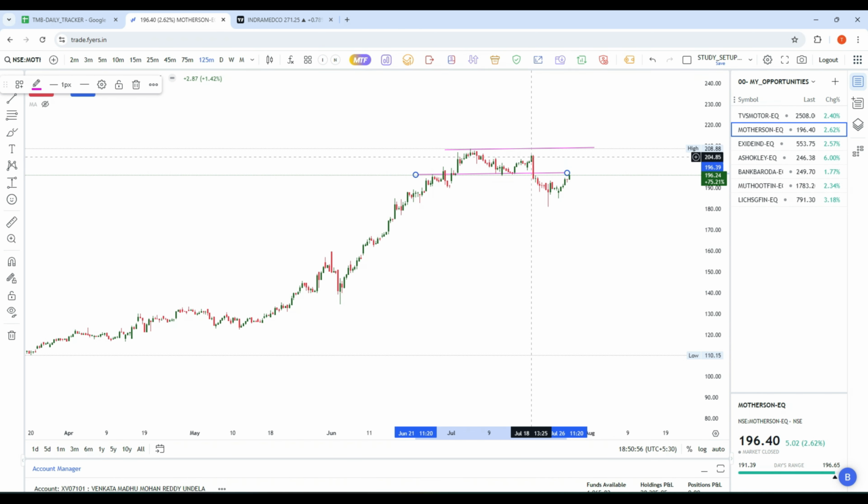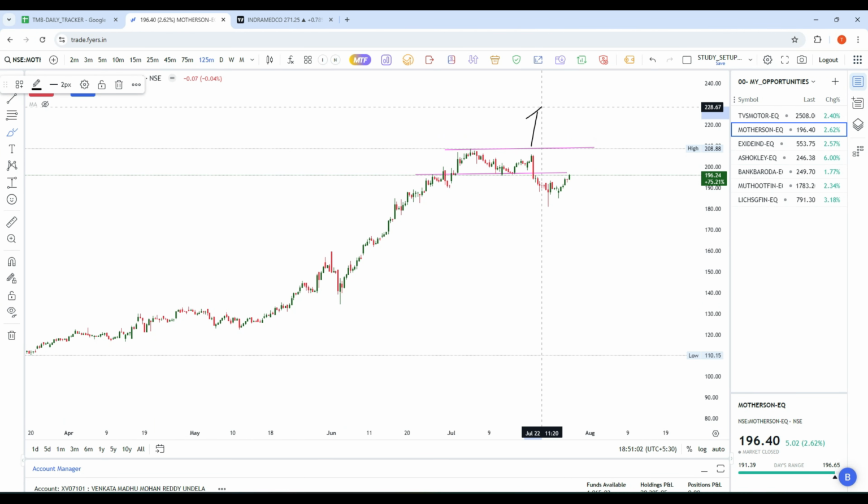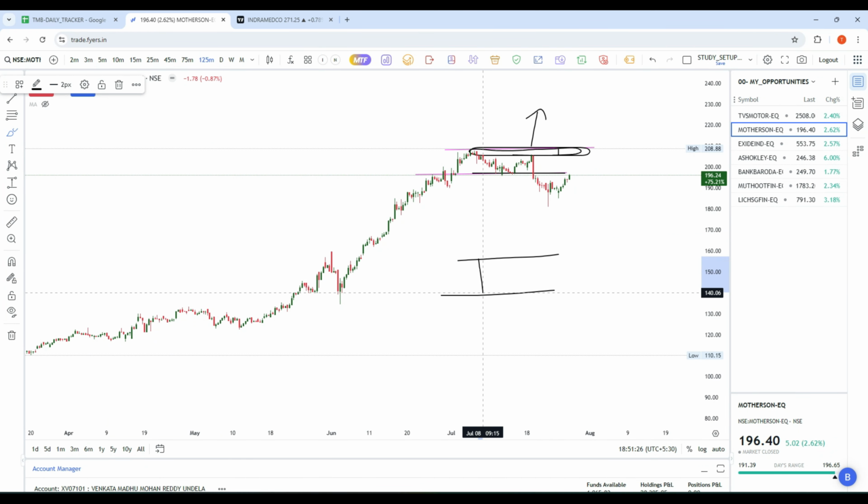Then it failed to go to the next level. Instead of going up, it started the reversal from here itself. There is a small area which is going to act as a liquid area, a supply zone. Now this is the structure: it is trading in the zone for a couple of days, then the structure got broken, and now it comes for the retest.